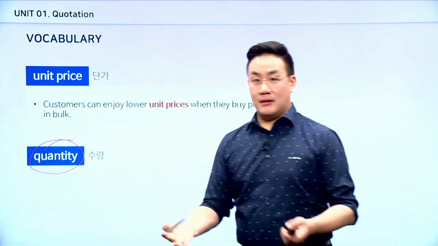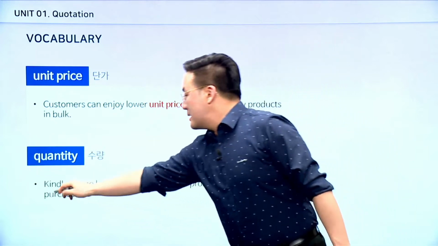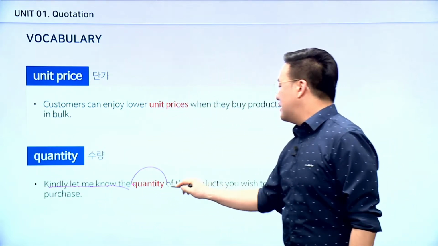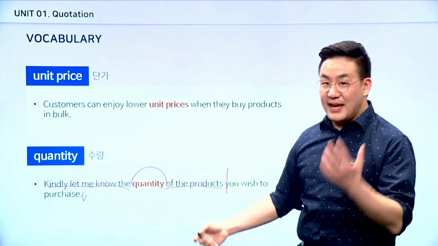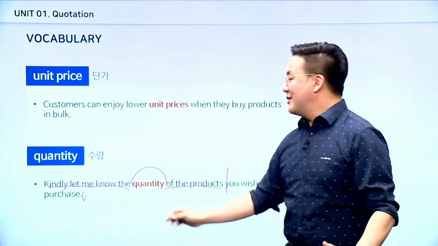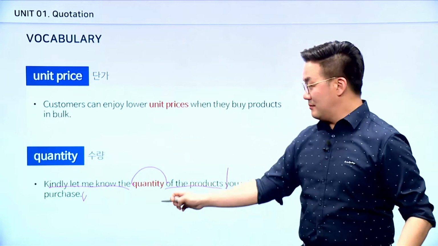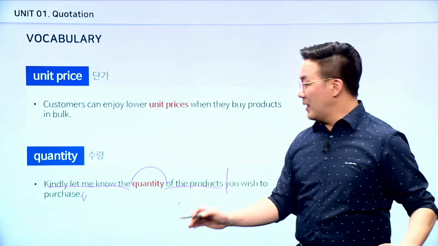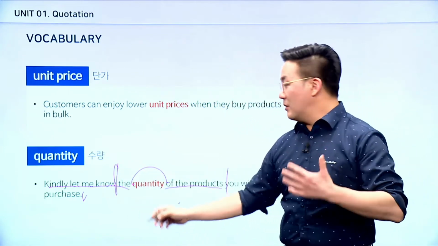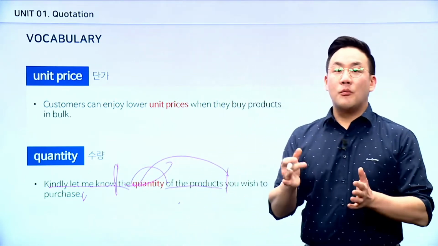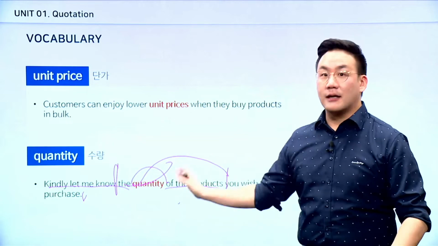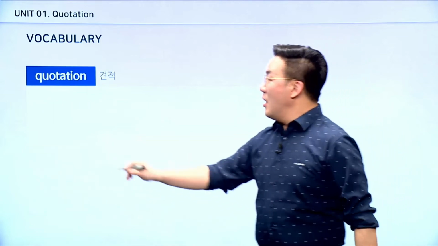Quantity means how many. Just how many, right? Kindly let me know the quantity of the products you wish to purchase. So in plain terms, or in easy English, you can say, how many do you want? This is exactly the same meaning. Kindly let me know the quantity of the products you wish to purchase. How many do you want to buy? Exactly the same meaning.